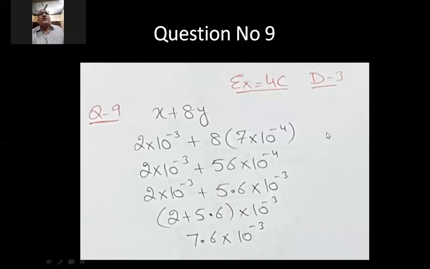Hopefully you have understood this. If you have to do it on the calculator, it's very simple. If the calculator is allowed to you in the paper, then simply write on your calculator 2 x 10^-3 plus 8 multiply 7 x 10^-4 equals, and you get the answer. So on the calculator, it is very simple.